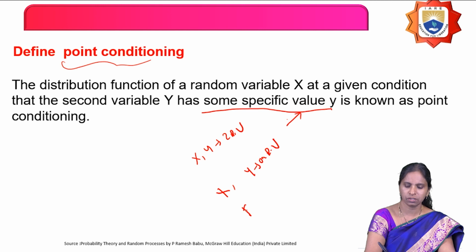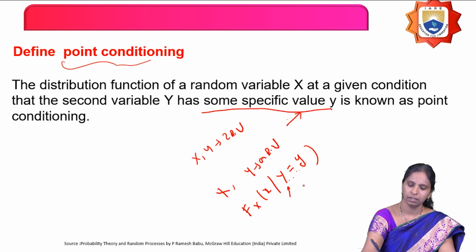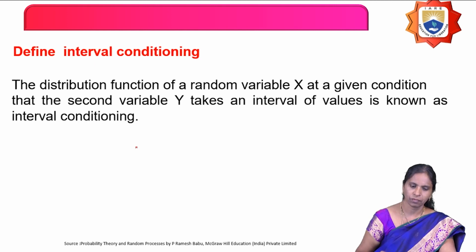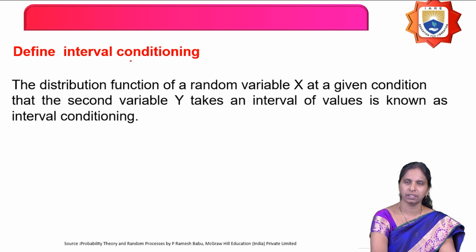Then the joint distribution function of that random variable, given that the conditioning random variable takes a specific value, that is Y equals yk. If it is taking a specific value, then it is called point conditioning, that is Y equals yk. So it is called point conditioning. Next one is define interval conditioning.